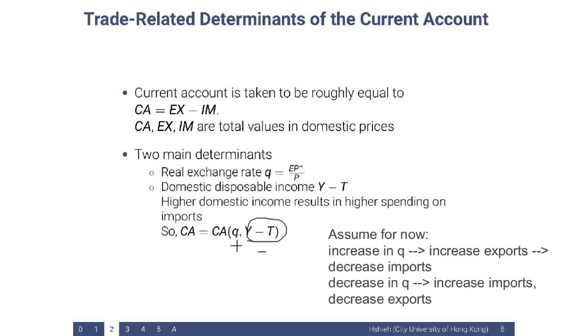So assume for now, an increase in Q increases exports and decreases imports. And a decrease in Q increases imports and decreases exports.